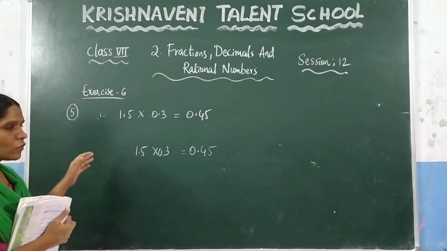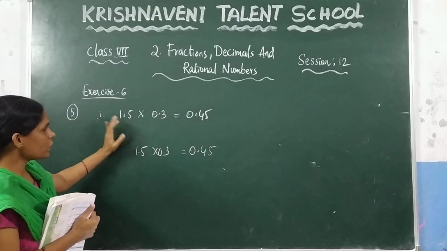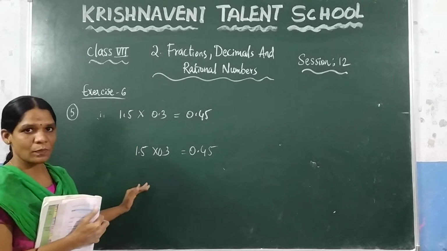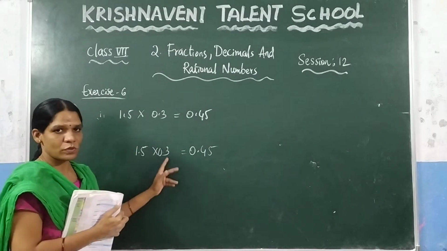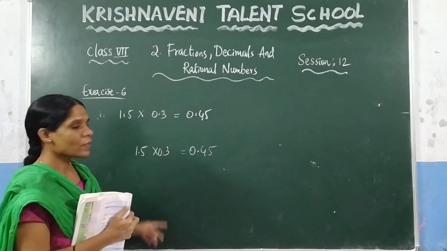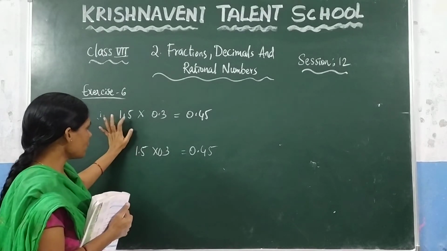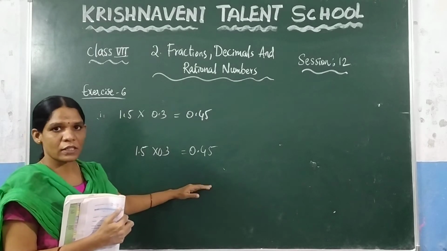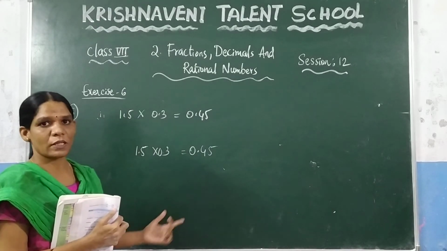So what is the value here? 0.45. If you want to write the product of two decimal numbers, you need to leave the decimal point and write the numbers, take the product of those numbers, and after that count the numbers that lie after the decimal point, and starting from the right, count the numbers, and before that keep the decimal point.